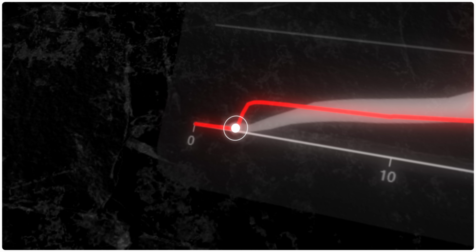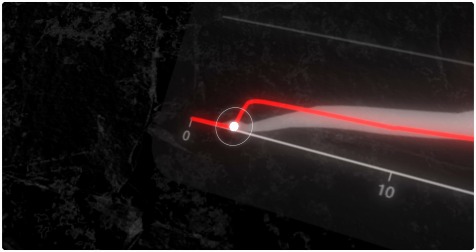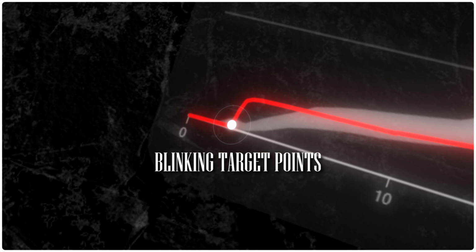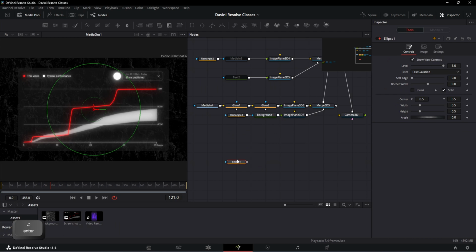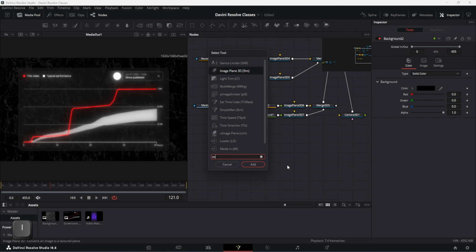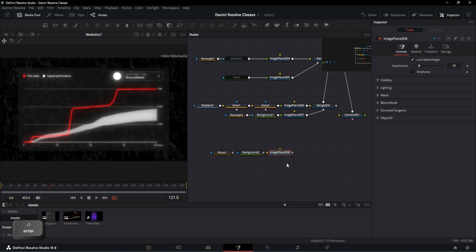Now let's transition our workflow into animating a few elements. Remember the blinking target points I mentioned in the beginning of the video? Let's animate it first. For that, we have to search for an ellipse node and place it on our nodes window. Then add a background node followed by an ImagePlane 3D. After that, add a Merge 3D node and one part of our blinking target point is ready.